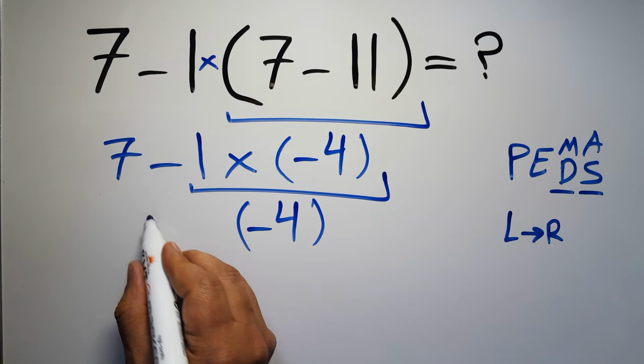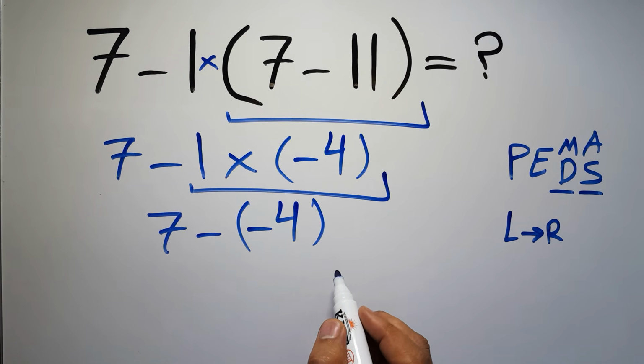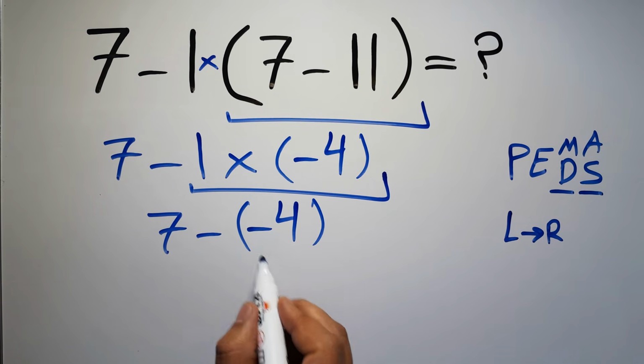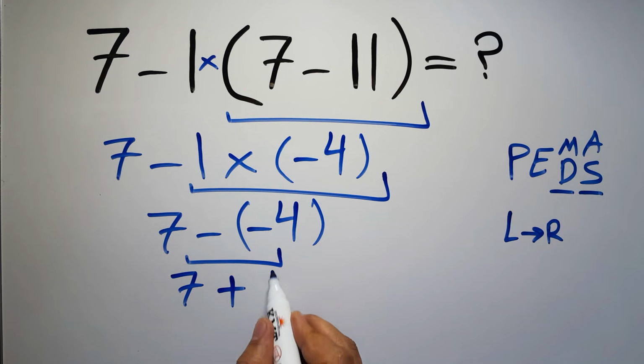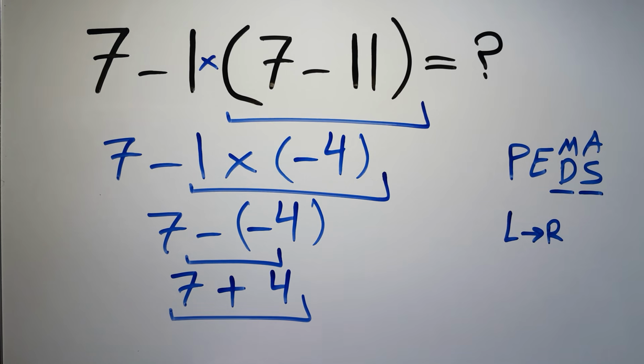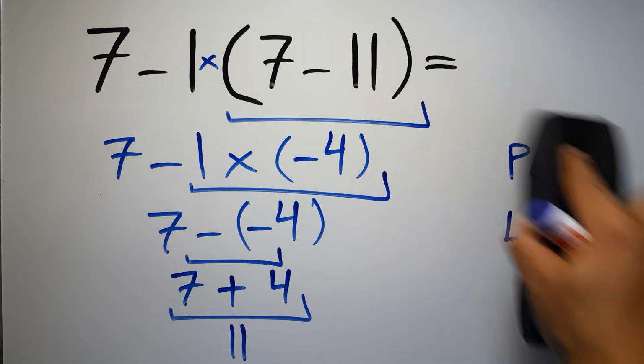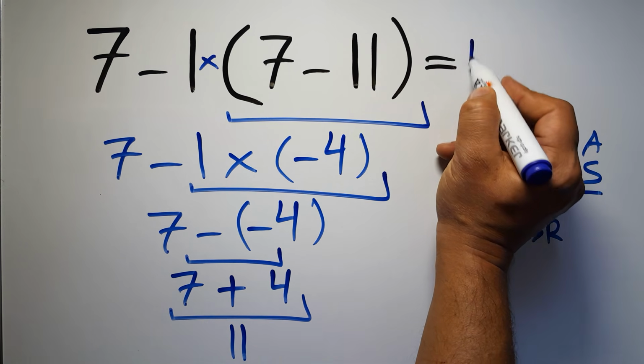So 7 minus negative 4. Now negative times negative equals positive. So 7 plus 4, which equals 11. And this is our final answer to this problem. The correct answer is 11.